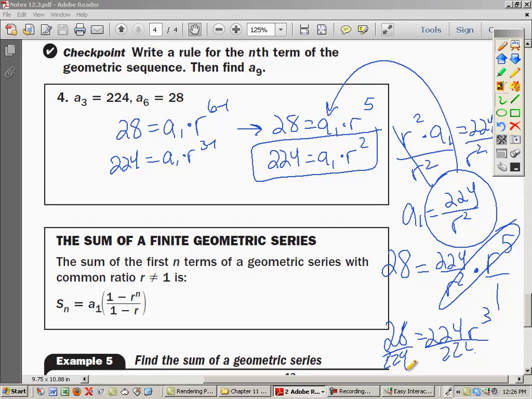And I get 1/8. So r cubed is equal to 1/8. Now I take the cube root of both sides, and I get r is equal to 1/2. I know that's kind of messy down there because I'm running out of board space, but you find out that r is equal to 1/2.